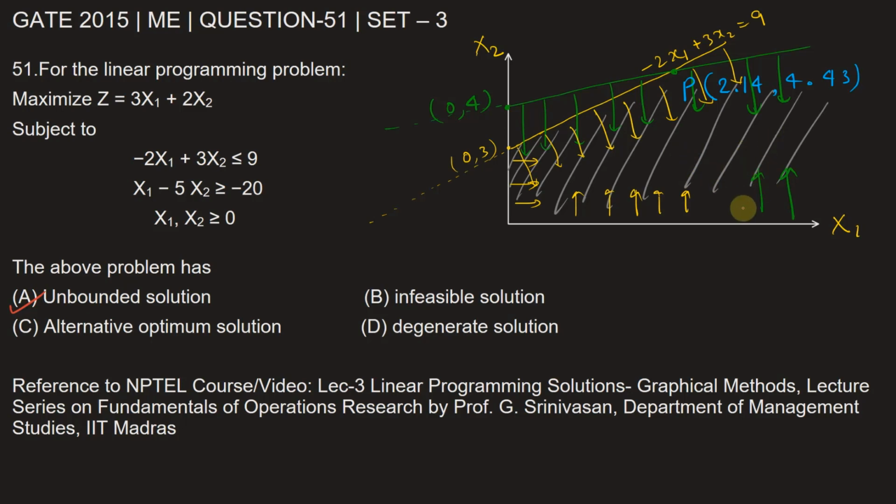So it is possible that the value of the objective function, this function here z, this is the objective function, can go on increasing without leaving the feasible region. It can be there inside somewhere, but we cannot find the exact maximum value for this problem. That's why this is called an unbounded solution. So option A is the correct choice.